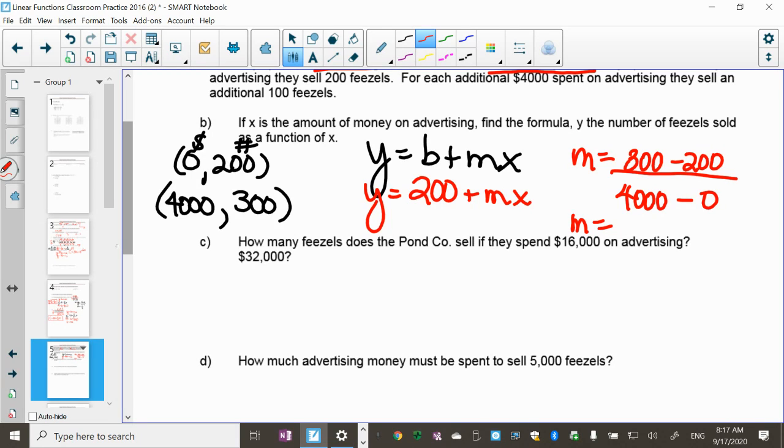So what do I get my slope to be? 1 over 40? Is that right? Okay, so here's the thing. I don't want you to go, I am a robot, I just found that number, I have a formula. I want you to think about that, because that's one of the answers later on.